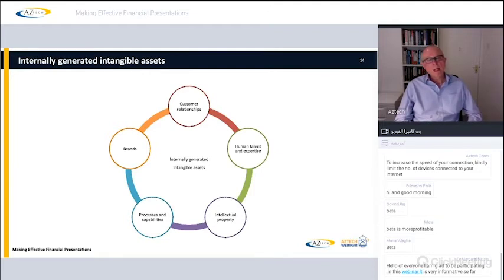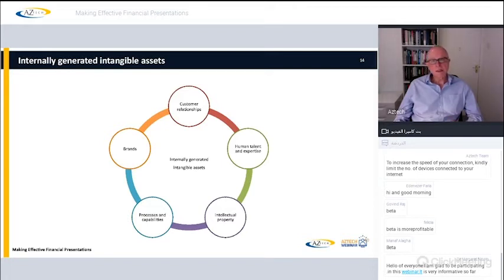And as you will know, if you have a financial background, these areas are problematical. IAS 38 on intangible assets says that internally generated intangible assets typically can't be recognized and shown in the balance sheet. So many of these things can't be measured financially, but that doesn't mean that they can't be measured.